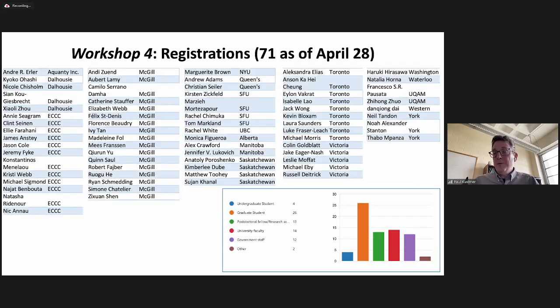We had a lot of participants. We had 70 registrants, and about 50 to 60 people a day were attending online and in person. And it was from all across Canada. This was great. And this is a breakdown of the participants. The plurality of participants were graduate students, but we also had postdocs, faculty, undergrads, and government staff. So it was really a nice cross-section of people interested in this work.